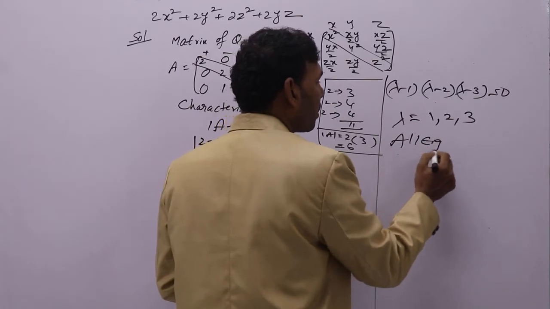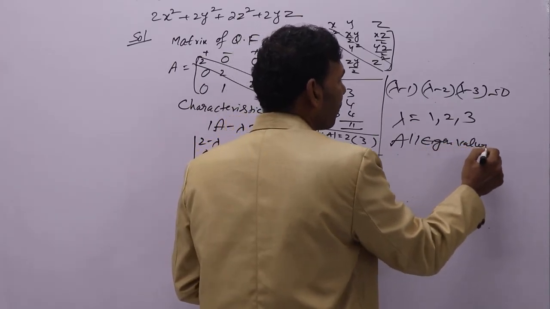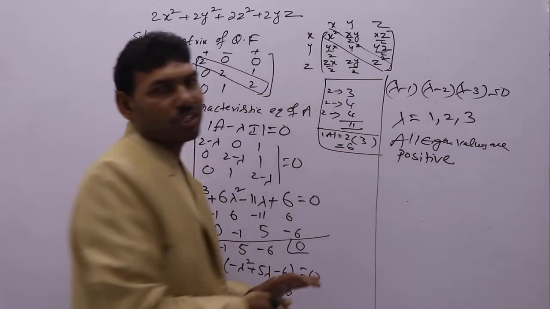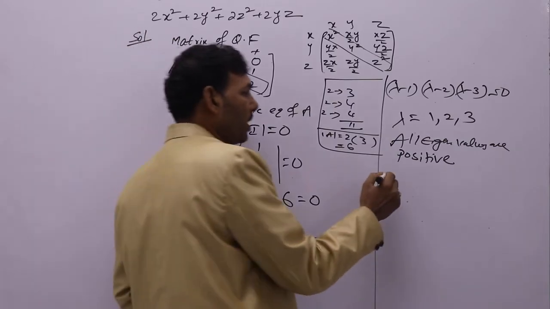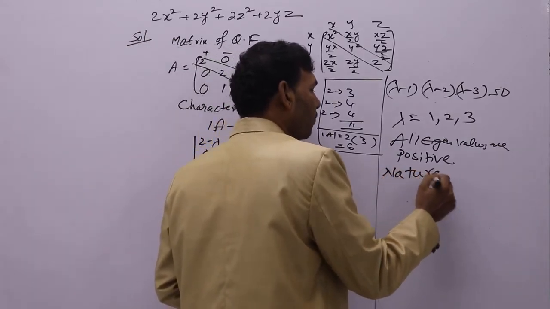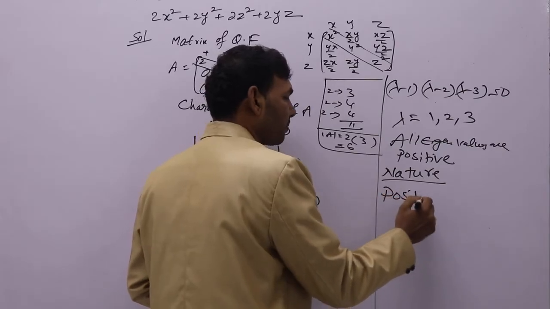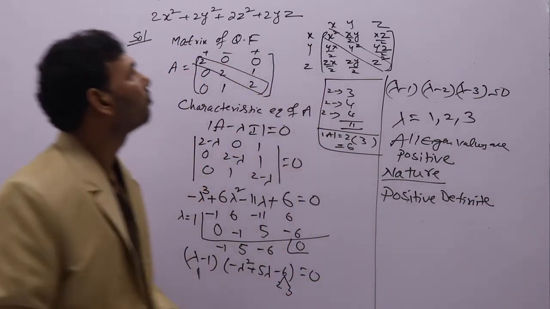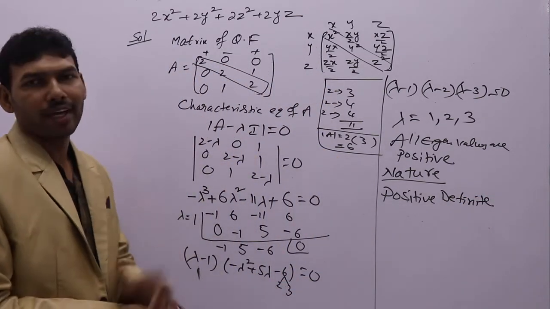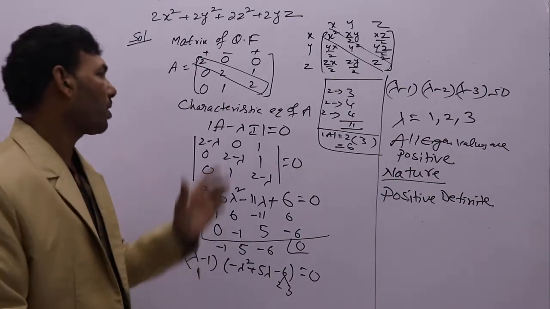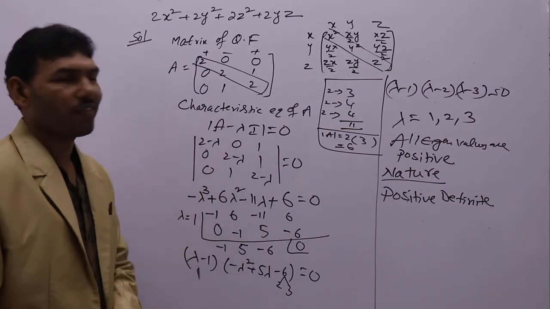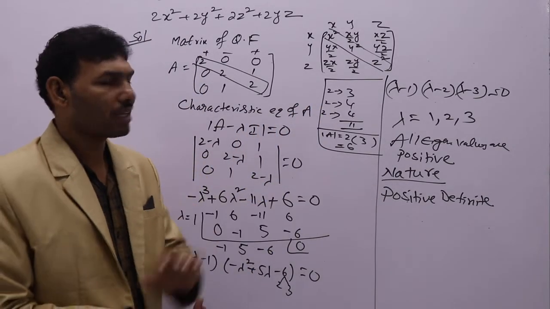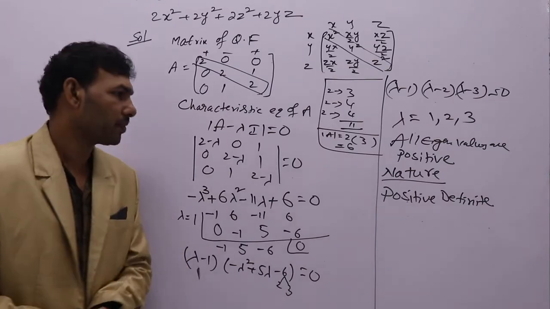All eigenvalues are positive. If all eigenvalues are positive, as I said just now, the nature of the quadratic form is positive definite. This is the way to decide the nature of a quadratic form. Write the characteristic equation, find the eigenvalues. Based on the conditions I mentioned, you can write the nature of the quadratic form. Okay? Clear?